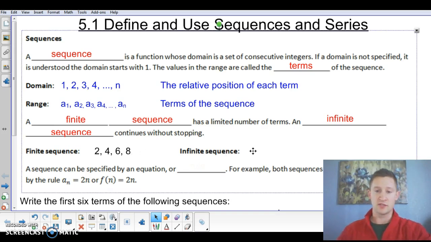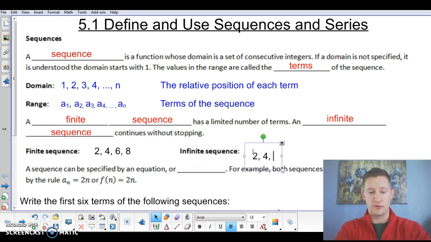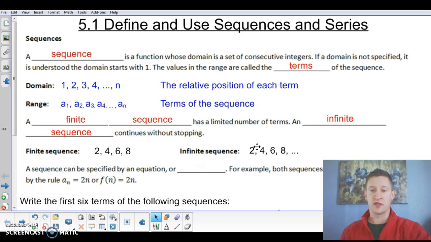An infinite sequence might look a little bit different. Maybe 2, 4, 6, 8, dot, dot, dot. Just showing the ellipsis, it says this goes on forever and ever. There's no stop. So that would be an infinite sequence as opposed to a finite sequence.